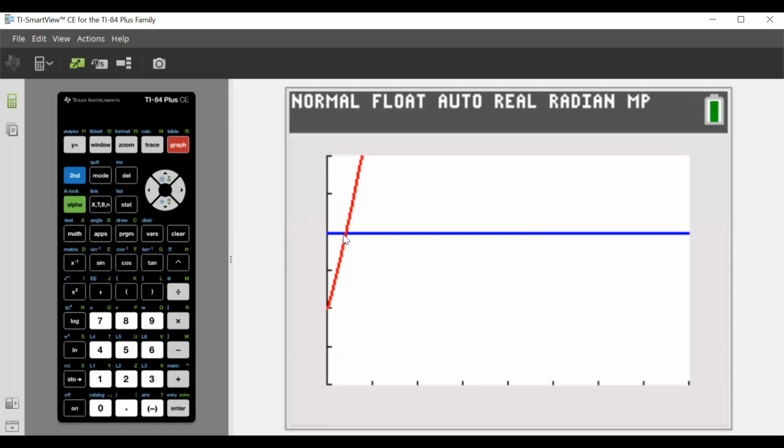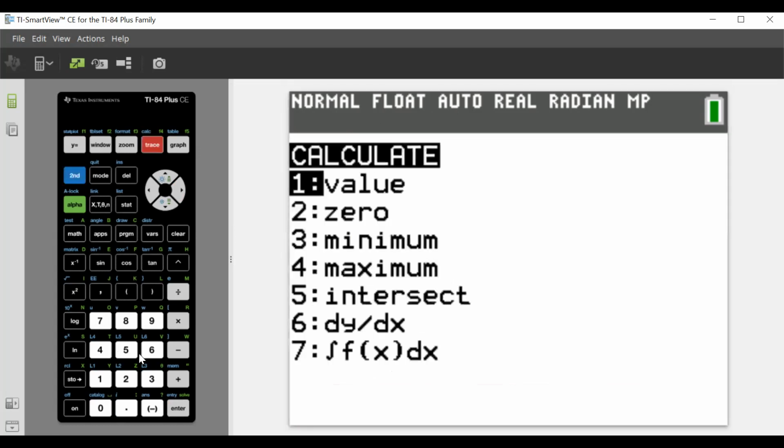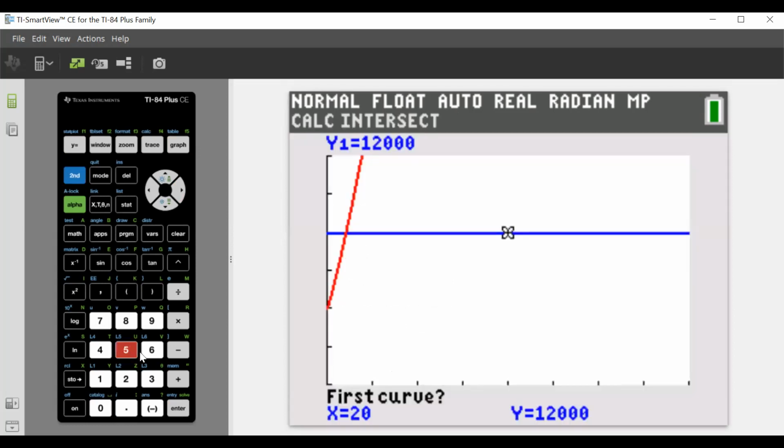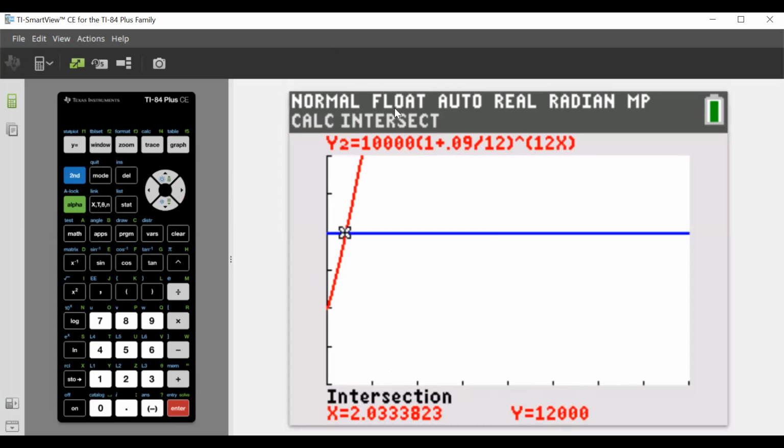All right, so we have it. So now that's our point we need to look at. And so now what we need to do is do a second calc. We need to find 5, the intersection. And here we can just choose both lines and make a guess. And again, it gives us x is 2.0333823. And so that's where it's going to be at the 12,000.